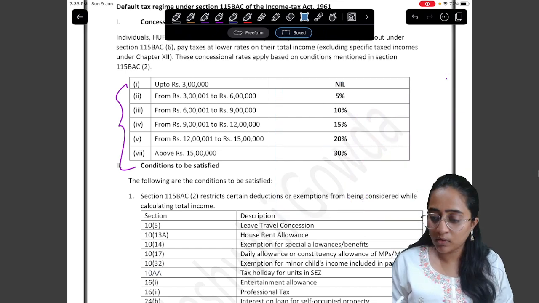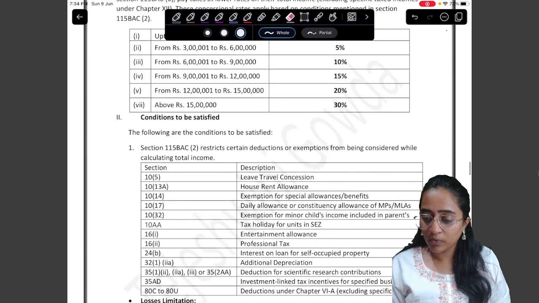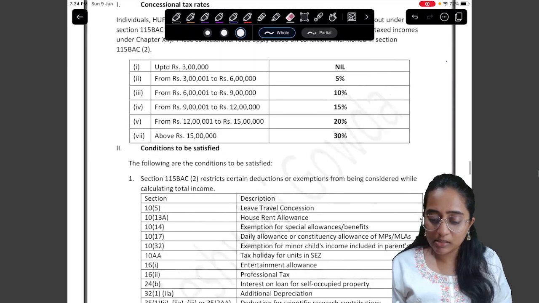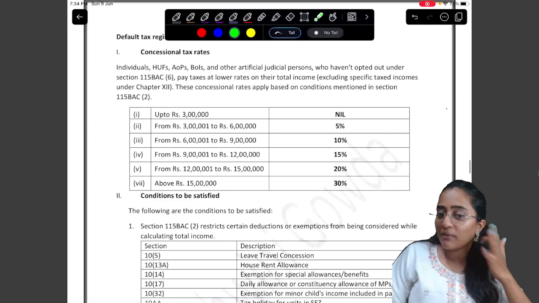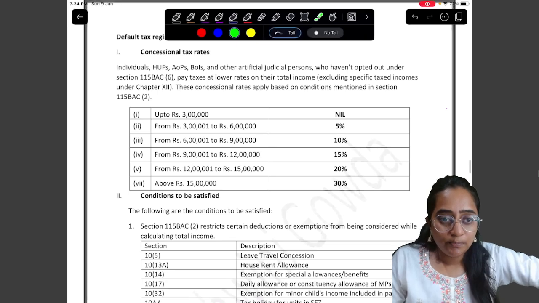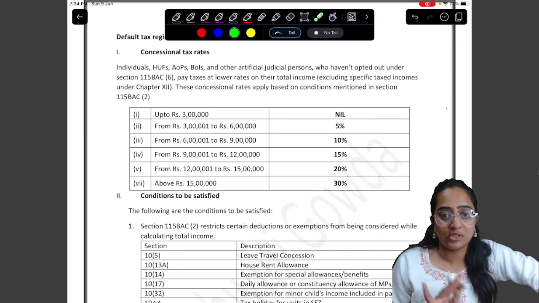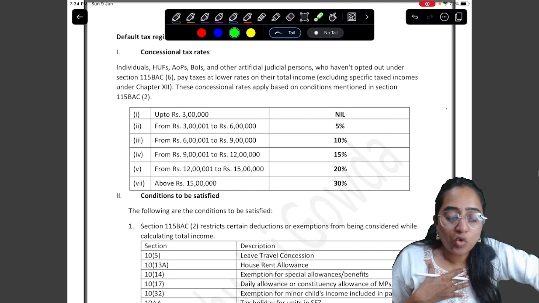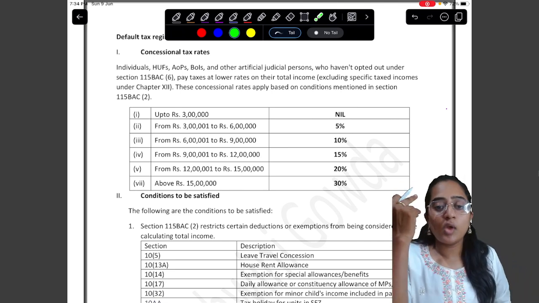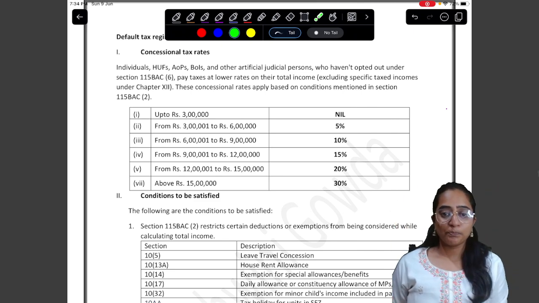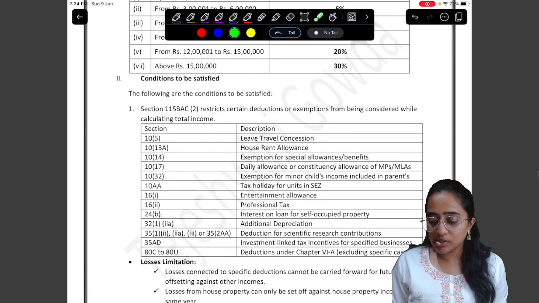Everyone? Simple. Now, what are the conditions? First of all, whatever the 115BAC which you are recognizing, this is an optional tax rate which is available, correct? There are certain conditions that you need to satisfy. If I want to opt for this, the department has told you that you have to leave certain provisions, that is, certain exemptions.